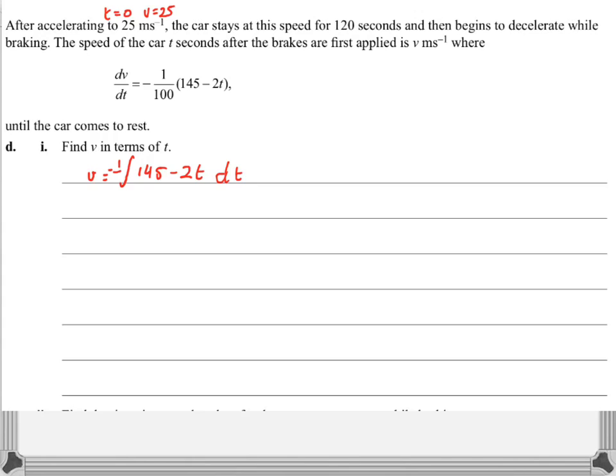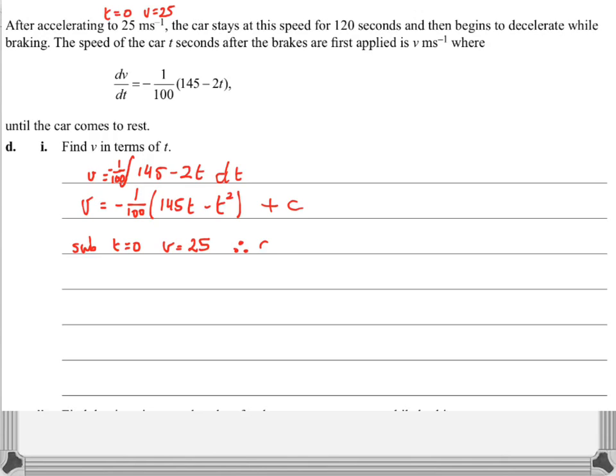So velocity is given by this integral. Integrate with respect to t. Take that negative 100 out the front, and when we integrate, it's just a power function, so it's 145t minus t squared plus c, the integration constant, don't forget that.